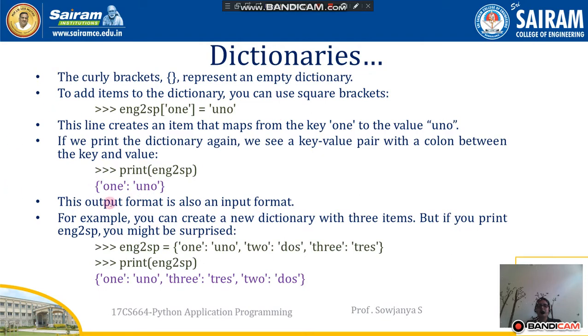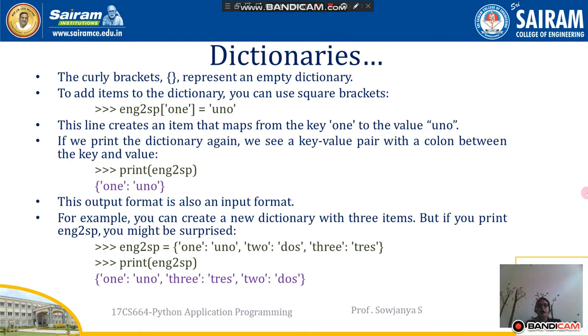You can see here, look at this example. When you print this variable, eng_to_sp, it is going to give 1, which is the key, and then UNO, which is the value for that particular key. So I can say this is the output format. It is also called an input format.